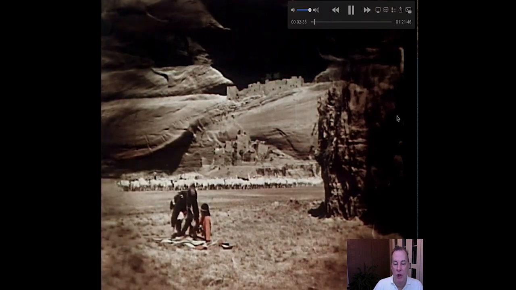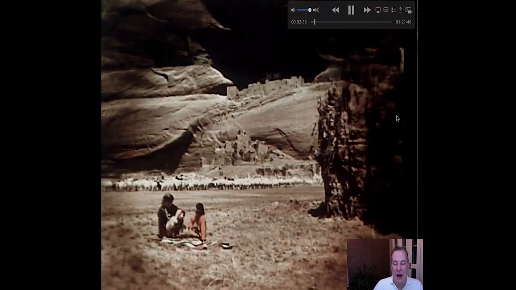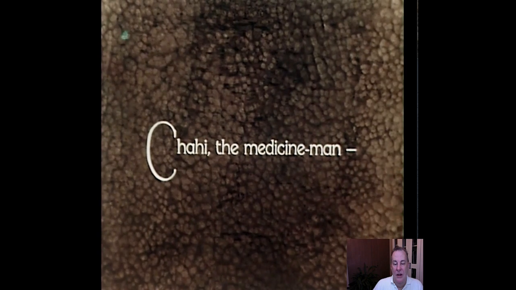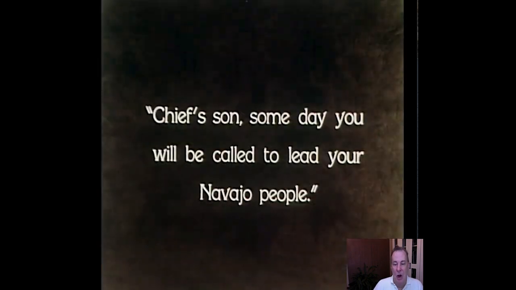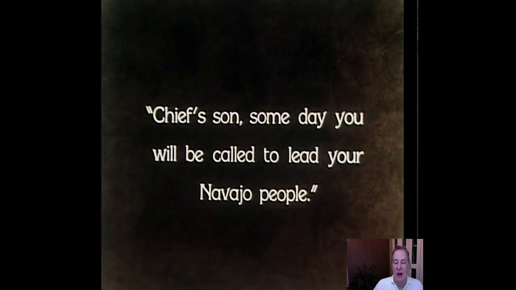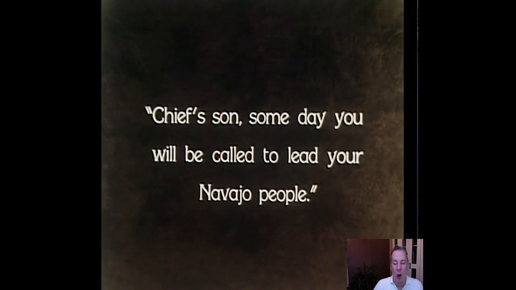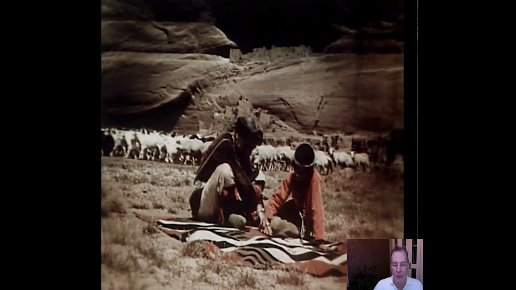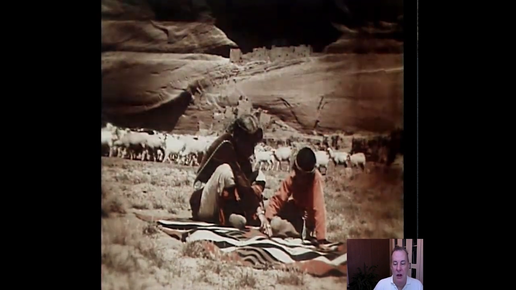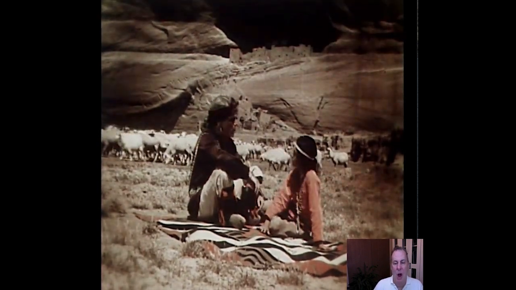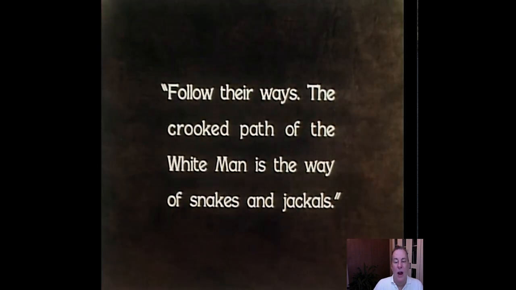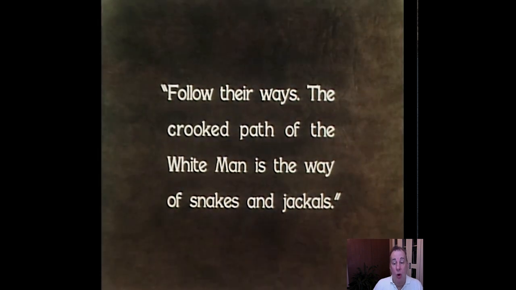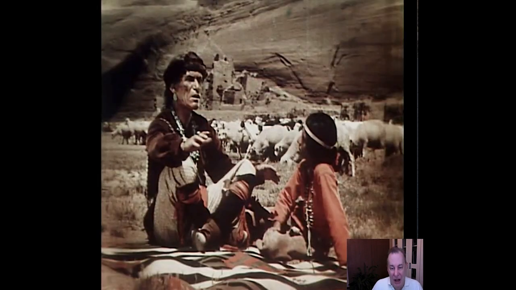So we see Navajo Jim first. Next we see the medicine man, Chahi the medicine man, talking with Chief's son, saying, "Someday you will be called to lead your Navajo people." And he's pointing at this rug, and you think, well, why is he pointing at the rug? And he's saying, "Follow the ways of the Navajo. The crooked path of the white man is the way of snakes and jackals."